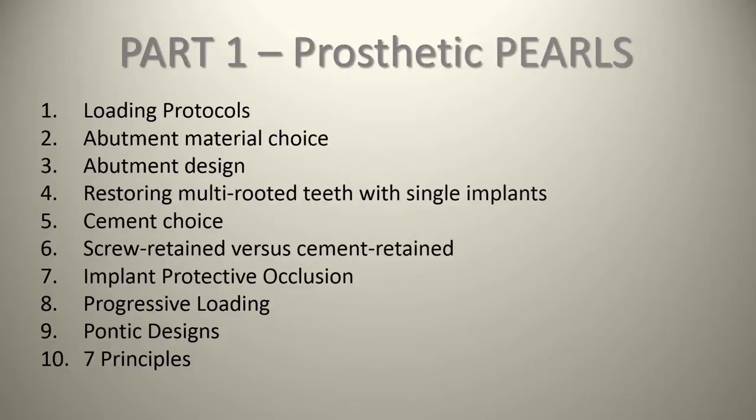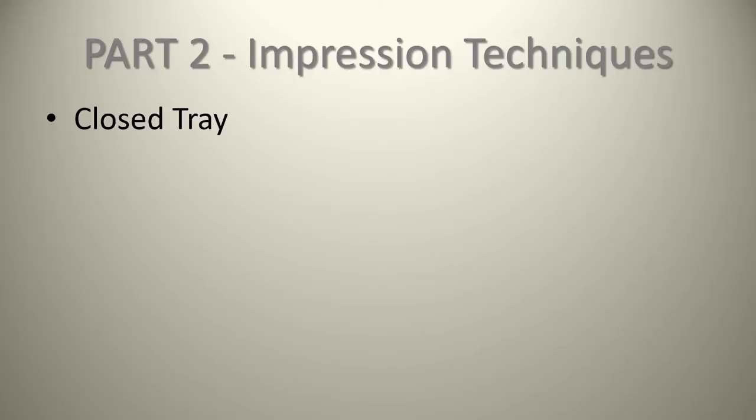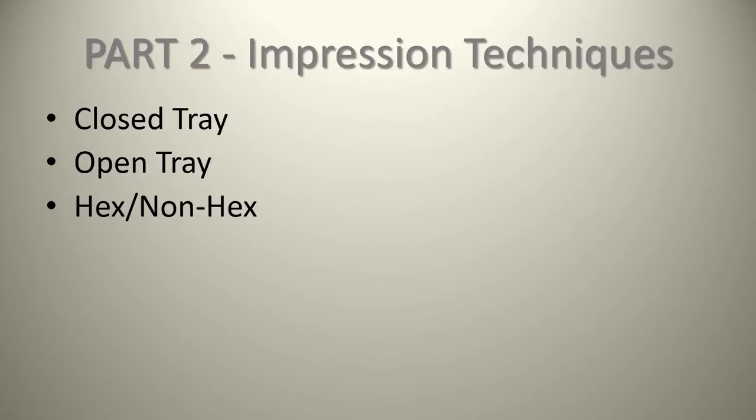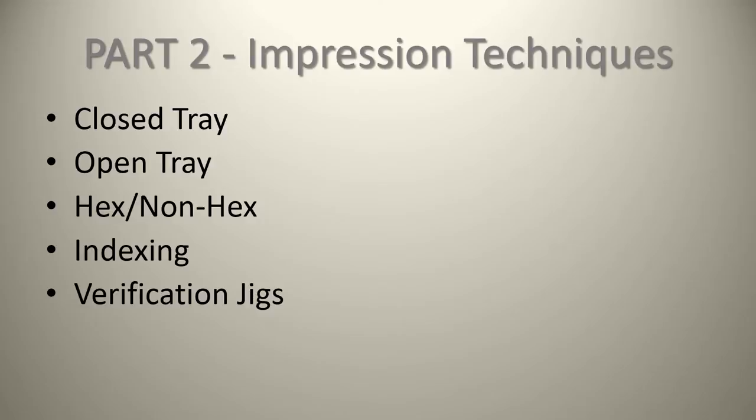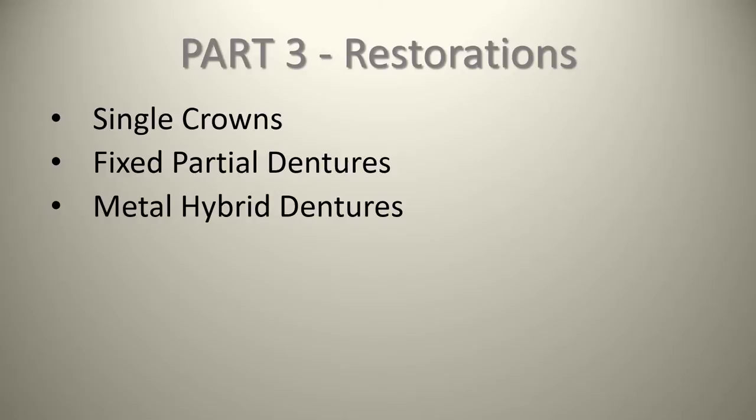In part 2, we're going to talk about different types of impression techniques, such as the closed tray technique, the open tray technique, use of hex or non-hex impression copings, indexing, different forms of verification jigs, and finally different types of models and how they get poured up. Then in part 3, we're going to talk about different types of prostheses that can be offered to our patients: from the bread and butter single crown, to fixed partial dentures or bridges, to metal hybrid dentures, to implant supported complete porcelain dentures, and finally implant supported partial dentures.